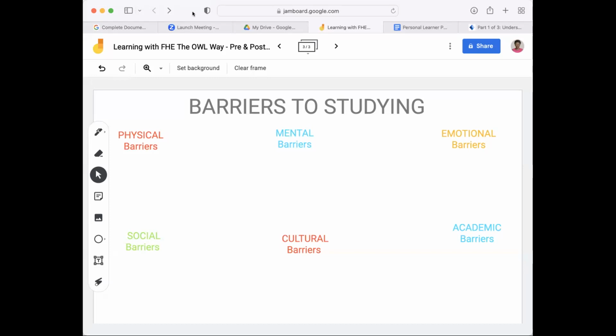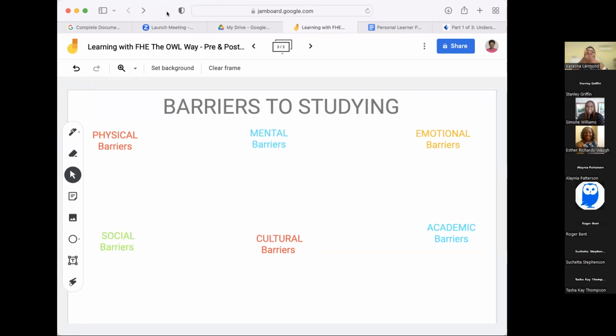Some of our mental barriers though, let me hear some of the mental barriers. You can also open your mic and interact with me. If you have, for example, ADHD, you can't focus, right? If you become overwhelmed at times, if you just don't have the motivation or you did not get enough rest, right? So those are some mental barriers.